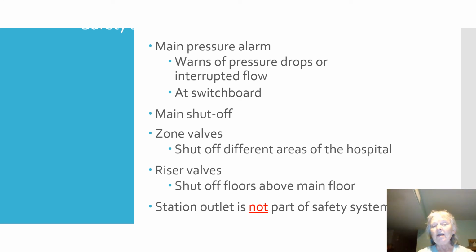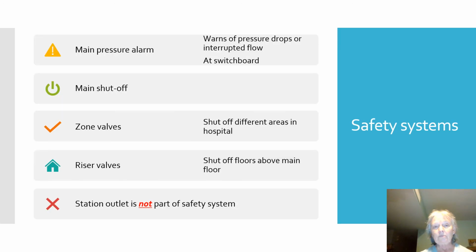The station outlet is a station outlet. It's not part of the safety system. The station outlet is where this gas is coming out of it, okay? And this is where we're going to find our disconnectors so that we can hook up our equipment. So basically, there you have it, the main pressure alarm, the main shutoff, the zone valves, the riser valves, and the station outlet is not part of this system.